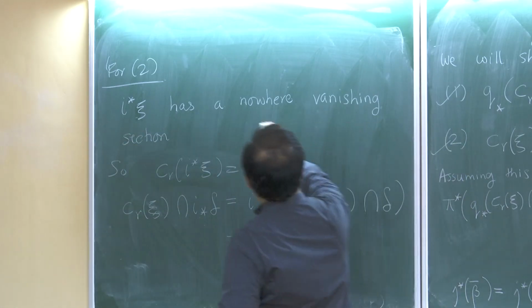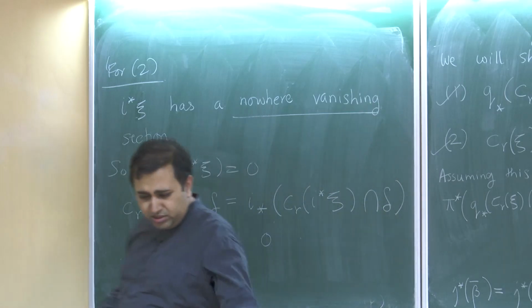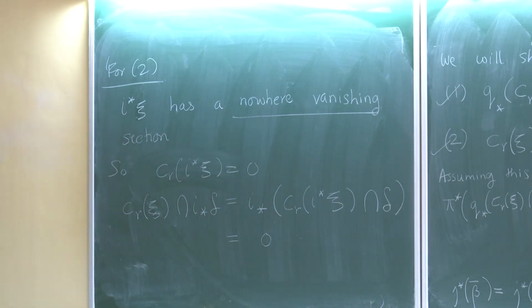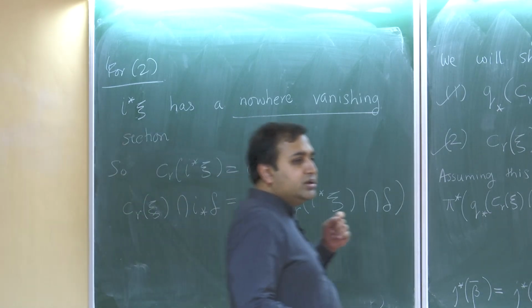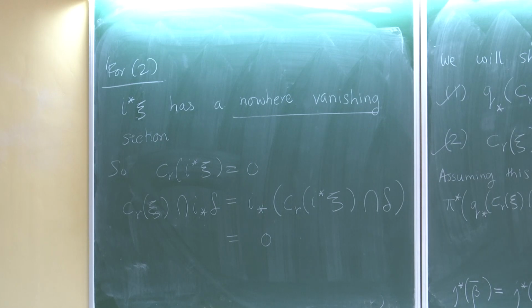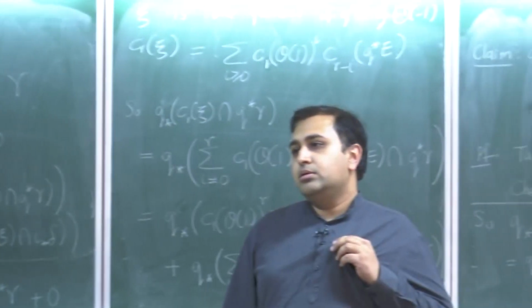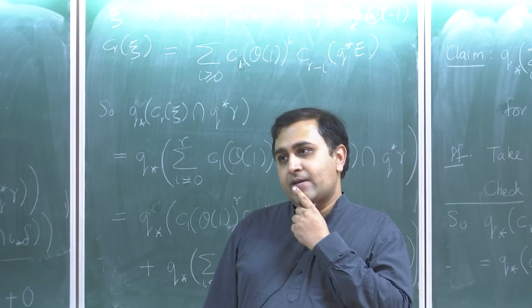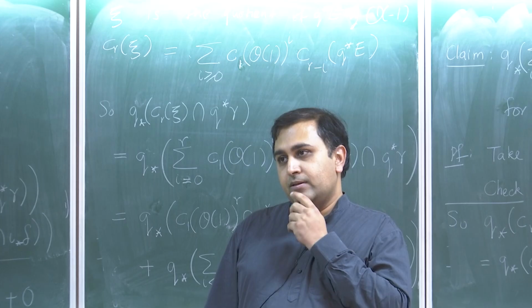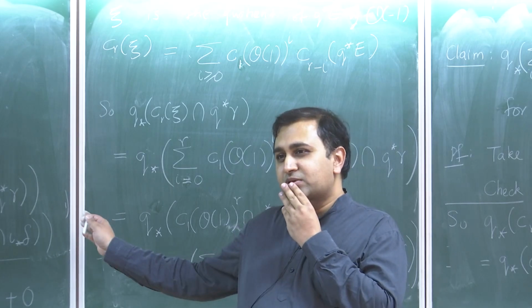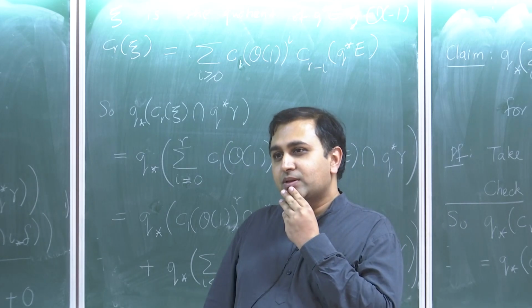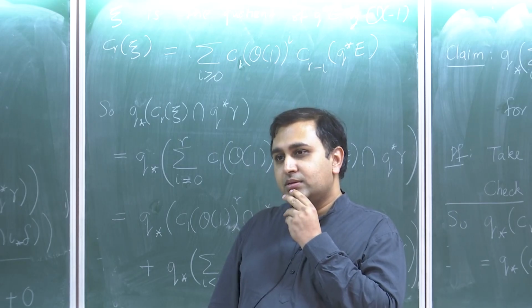But let me see if I can remember my argument actually. What was it? You could have a bundle which does not have a nowhere vanishing section and just take the direct sum with 1. But is there an obvious way to see this?